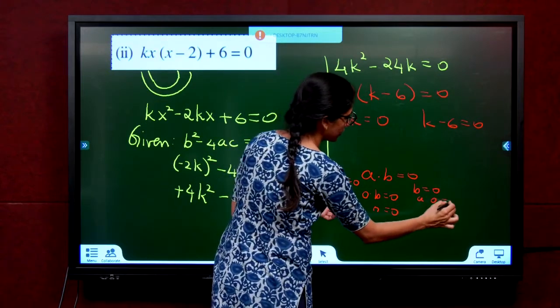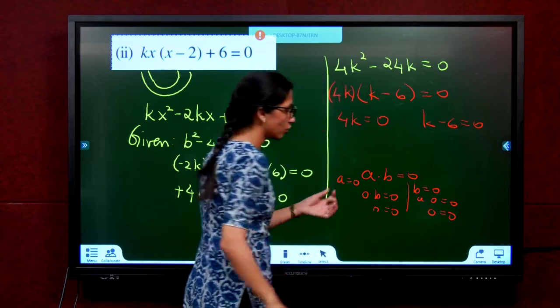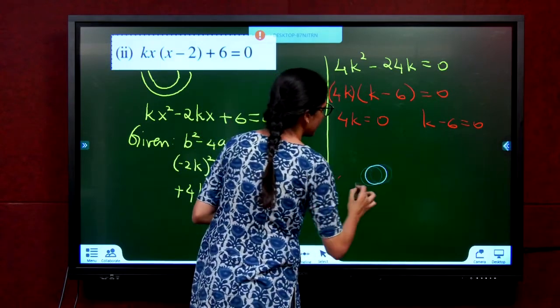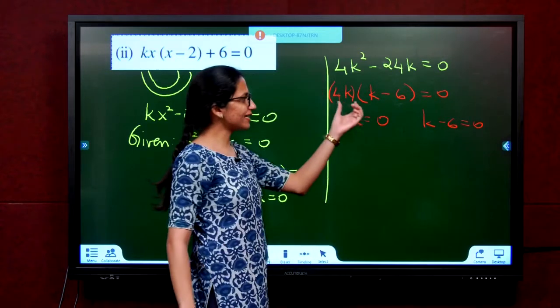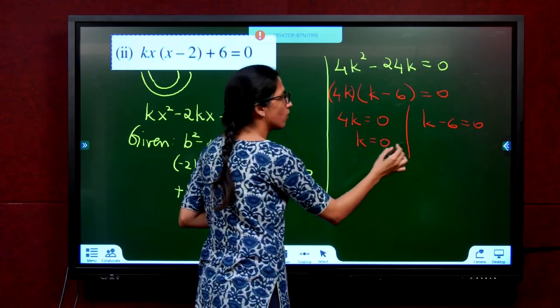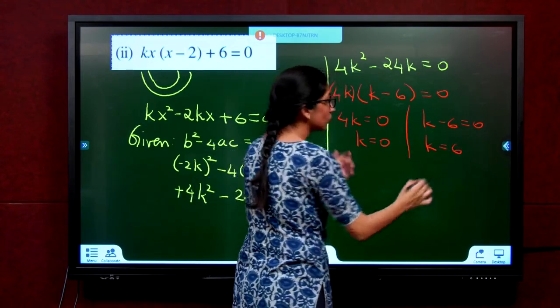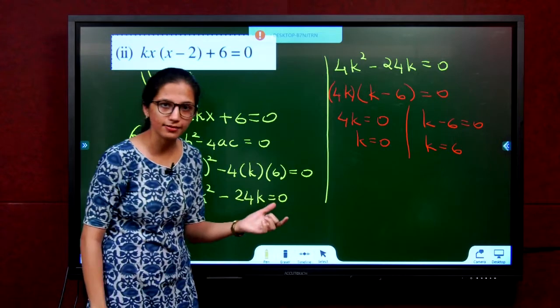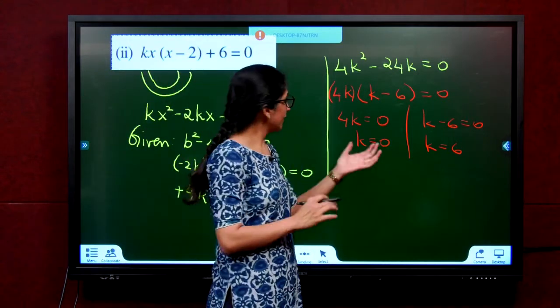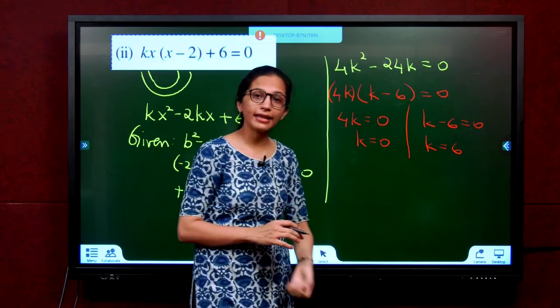Check: a into 0 equals 0, 0 equals 0. So a can be 0 or b can be 0. So similarly here, can I say 4k is 0 or k minus 6 is 0? Yes. So k is 0 and k is 6. You have to get both the answers. Now, are both the answers valid? K is equal to 0 and k equals 6?